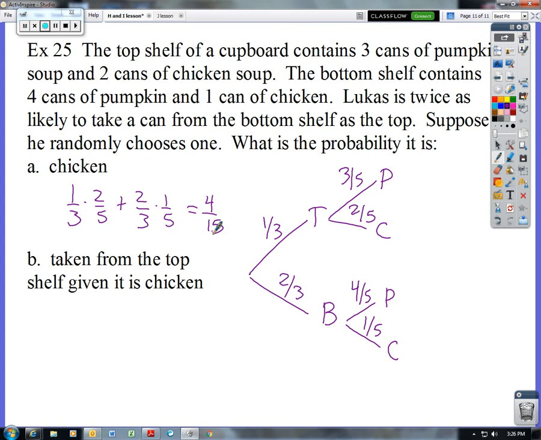Okay, next. Probability, if you randomly choose a can, that is taken from the top given that it's chicken. So what's going to go down in the denominator? The chicken. The chicken ones are this one and this one. Well, we just figured that out actually, didn't we? That was right here. So that can go down in the denominator. We'll use that work. And then what is the probability that the can is taken from the top? So we need to, out of the chicken ones, which is this one and this one, only this one was on top, so 1/3 times 2/5.